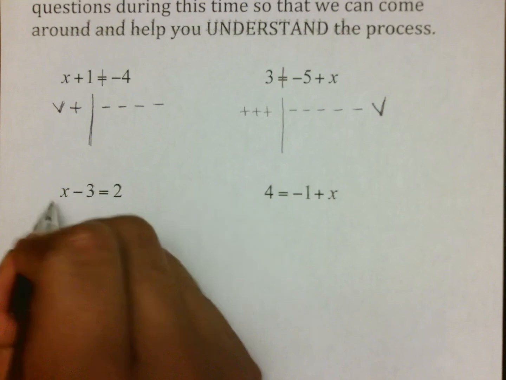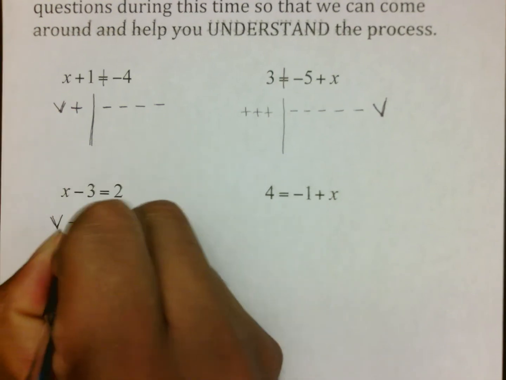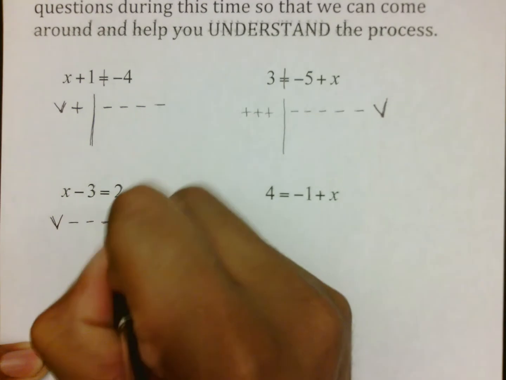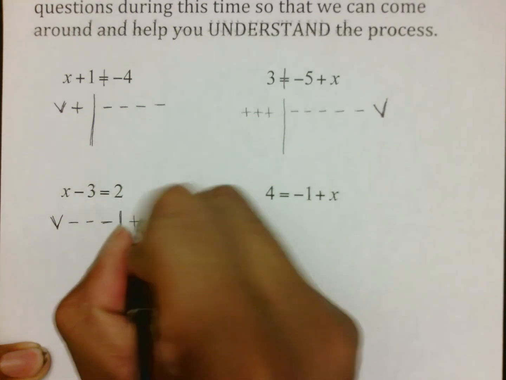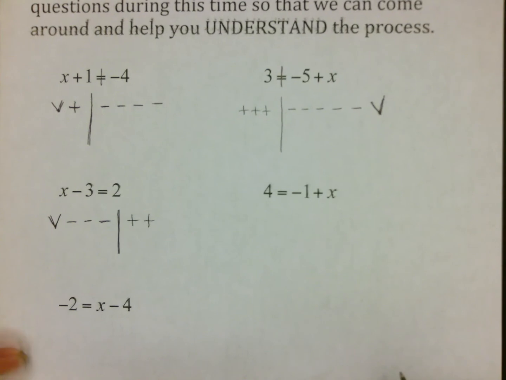So looking at the next one, x minus 3 equals 2. Again, x would be a cup. Minus 3 means 3 negatives. Equal sign means draw a wall. 2 is a positive 2, so we put 2 pluses down. That is the model that we would use.